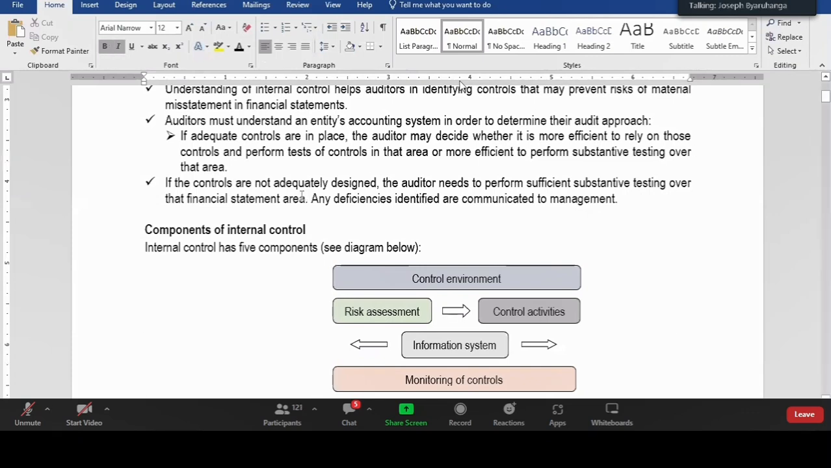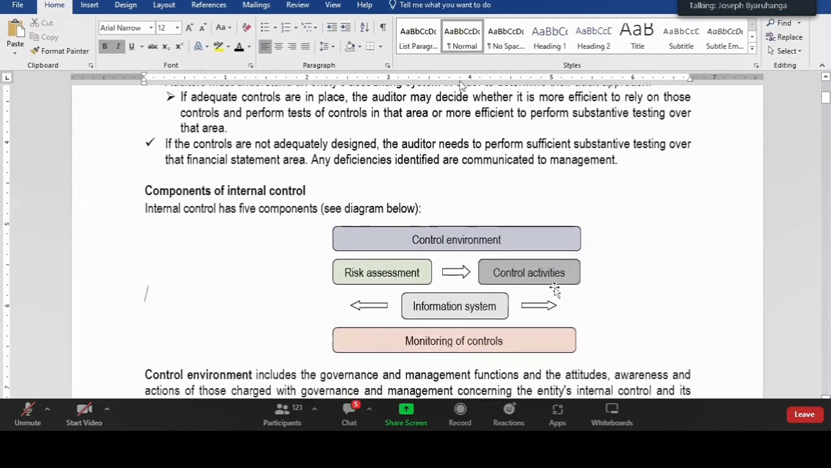Now, in any system, we have 5. Any system is made up of 5 elements. On the top, we have control environment.